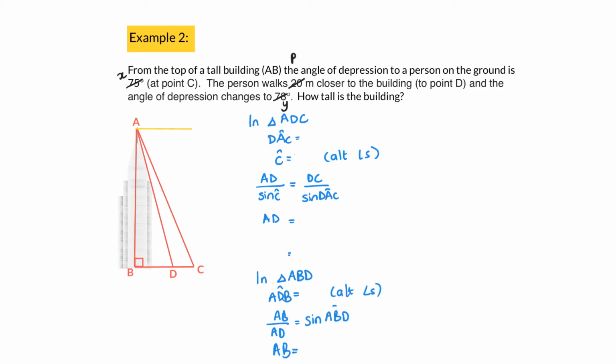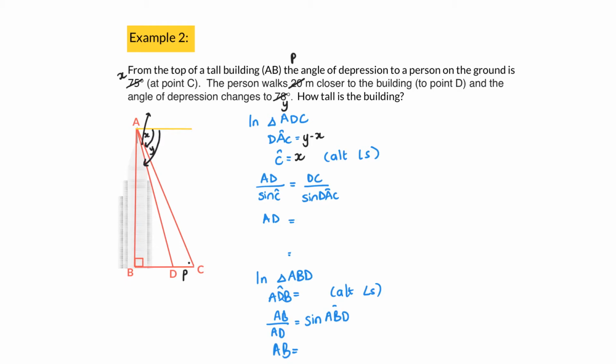Now let's update our sketch with the new values. So P is the distance between D and C. X is the angle of depression to point C. And Y is the angle of depression to point D. Now to answer the question, what I did first last time was I worked out the angle between those two, which will be Y minus X. And I worked out angle C, which is going to be alternate angles with X.